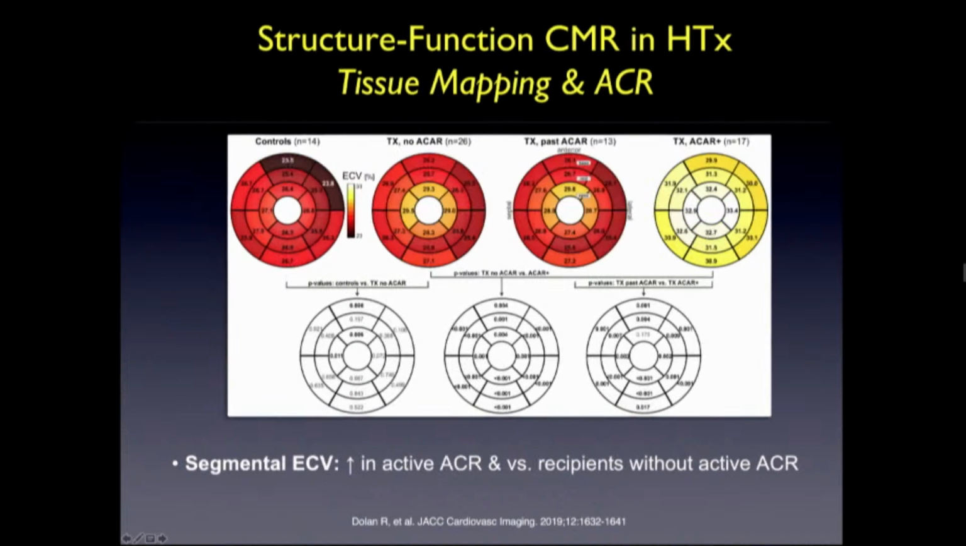And similar values were found for ECV. Here are the ECV values, again, segmentally in those with active rejection, again, above 30% in most segments, not just in the septal segments, but also in the lateral segments and anterior and posterior and anterior and inferior. There were less elevations in ECV in our patient cohort seen in those with a past rejection or no rejection episode. So ECV seemed to be more discriminatory for those with active rejection.